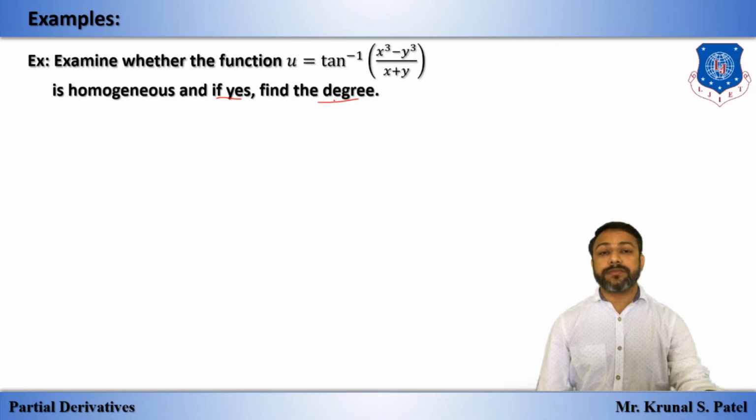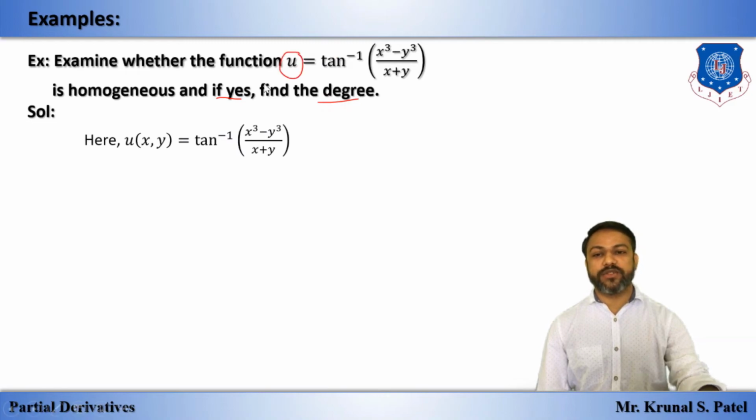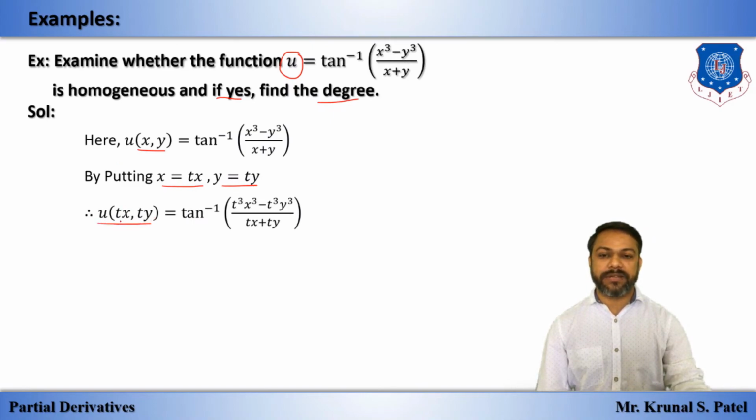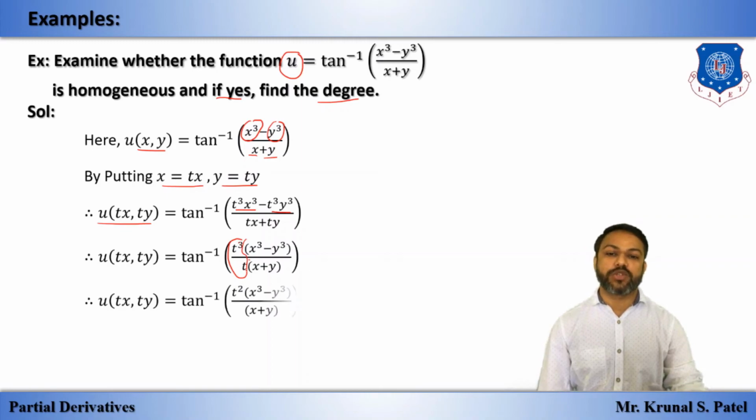Okay, so let's start with the same concept, same starting. We will write down this u as u of x comma y, so we can put the value of x equal to tx and y equal to ty. So on the left hand side we have u of tx comma ty. On the right hand side, x cube becomes t cube x cube, y cube becomes t cube y cube, and in the denominator tx plus ty. If we take t cube common from the numerator and t common from the denominator, then by cancelling out, using the rule of indices, 3 minus 1 power, that means t square.